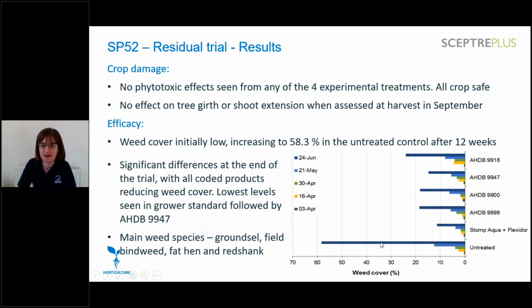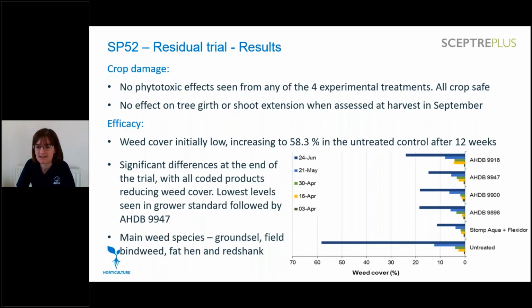And we did get significant differences at the end of this trial with all the coded products reducing the weed cover. So looking at this graph, again, that really is starting to stand out. If you're looking at this dark blue line here with the untreated, where we're almost up to 60% at the end of the trial, and then looking down at these experimental products where we've got around 25% and less. So really giving us some good efficacy data there.